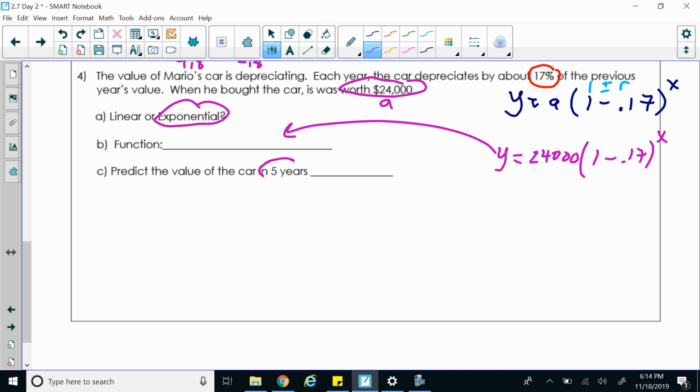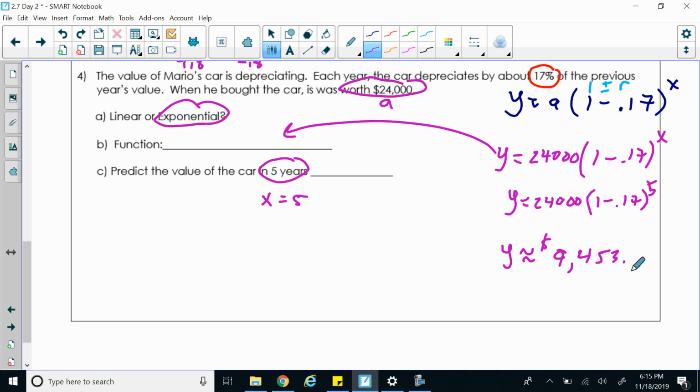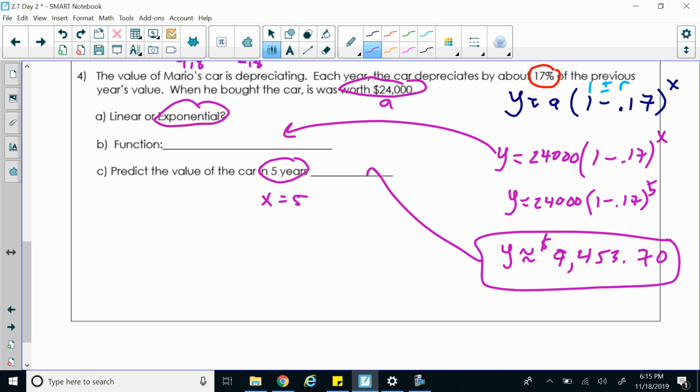And what's the value of the car in 5 years? Well, 5 is going to be x, so x is 5. So we're going to go y equals 2,400 times 1 minus 0.17 raised to the 5th power. And this will type in 2,400, 1 minus 0.17 raised to the 5th power. And bam. We're going to get about 9,453.697, so we'll go 70. So that's how much the car is worth in 5 years.